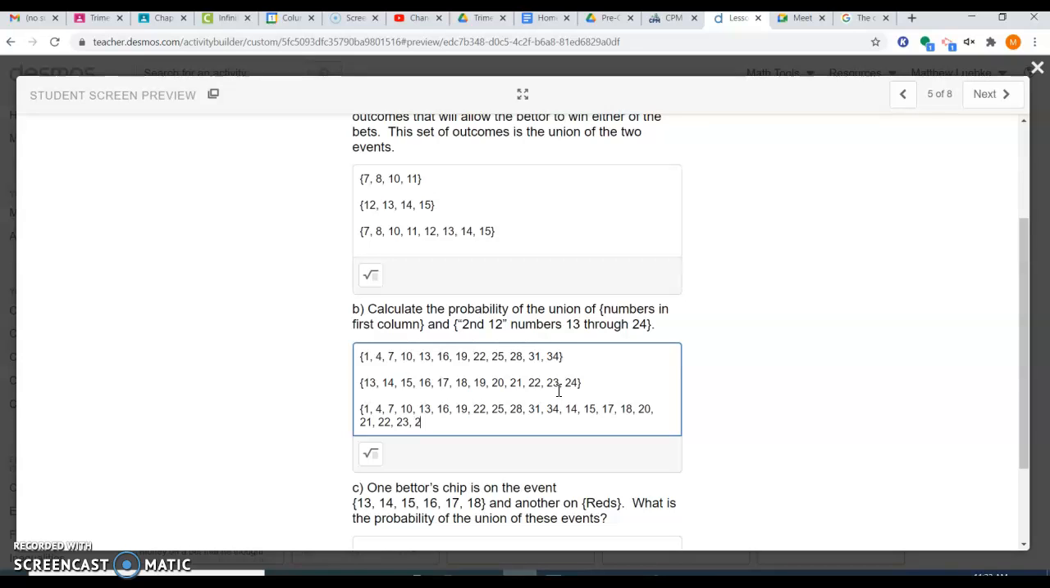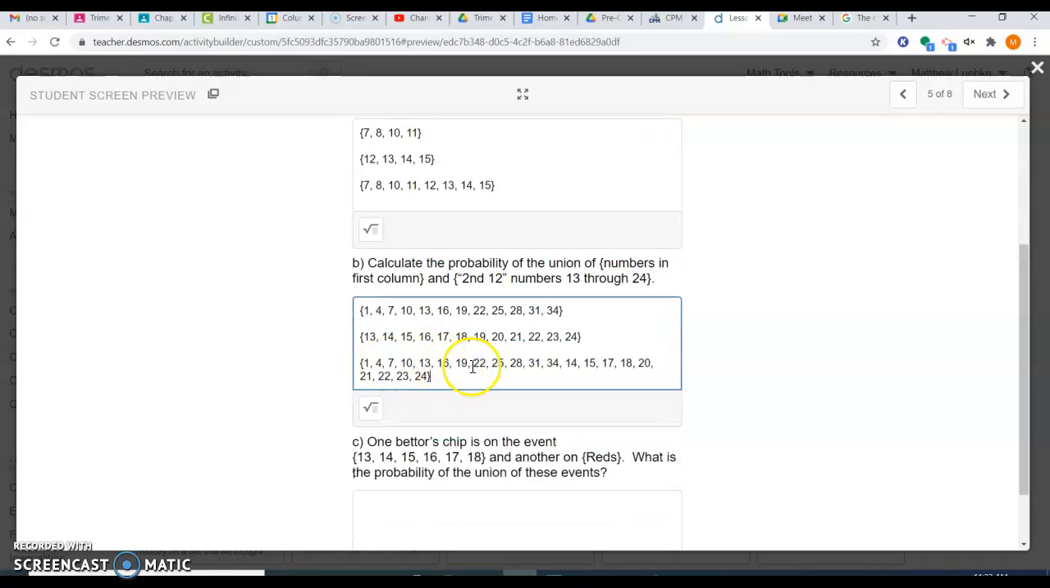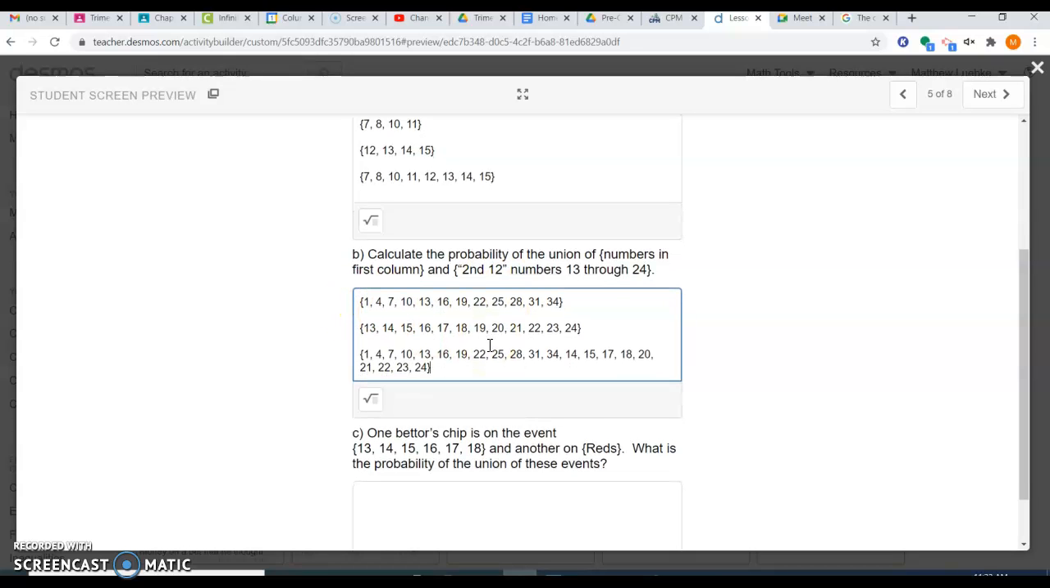And this is just my list of numbers that would make one bet win or the other one or both win. I just listed all of them, and you could list every single one and then cut out the ones that repeat, because that's really what the union is. It's listing all the numbers and then cutting out the repeating, and that's what I did here. I don't have it in order because I just wanted to explain it in terms of picking the ones from each one that would win one bet or the other.